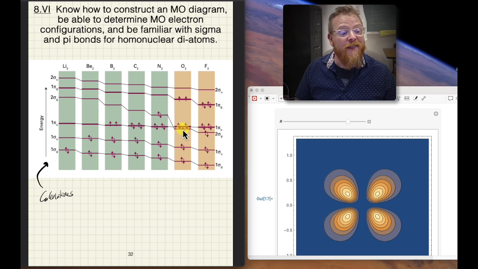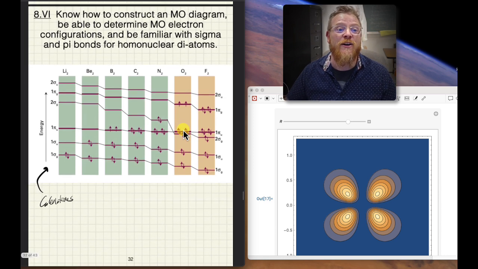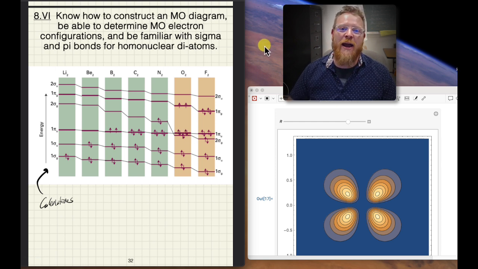Okay, folks, that is it. In the next video, we're going to get into the hideous details on how to construct a heteronuclear MO diagram. And with that, we're also going to talk a little bit about some molecular modeling and computation. Okay, I'll see you in the next one.